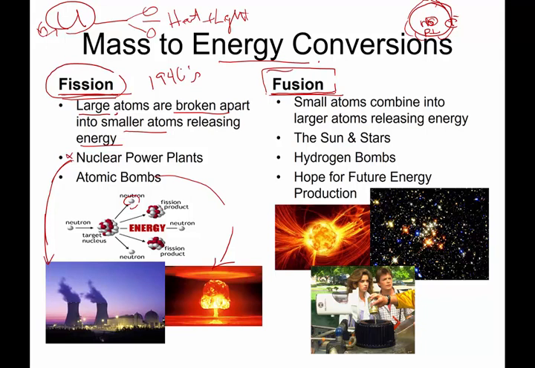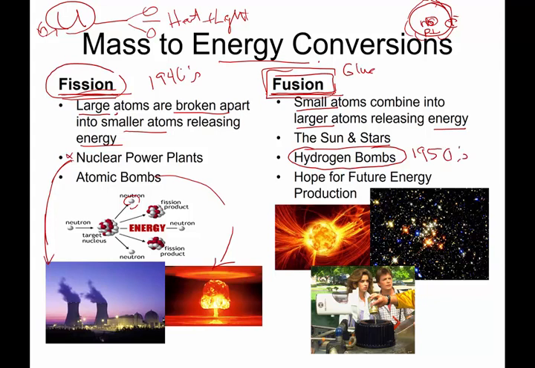The other version is fusion. Fusion, it sounds a little crazy, but it is the exact opposite of fission. Nuclear fusion means that you fuse or glue together small atoms to make larger atoms and release energy. This is what happens in the sun and stars. On planet Earth, this is what was used to create hydrogen bombs, or H-bombs, back in the 1950s.